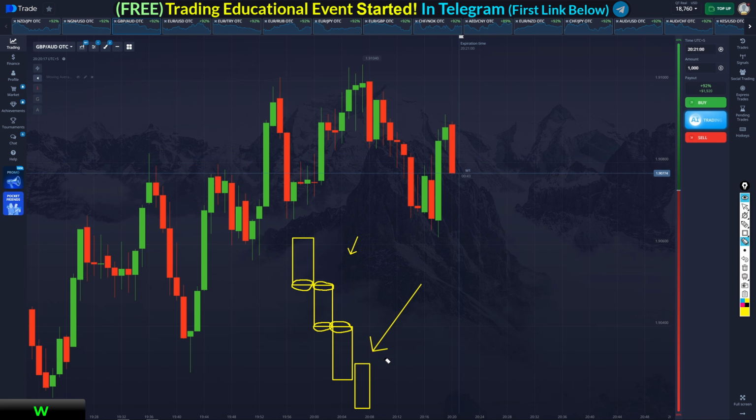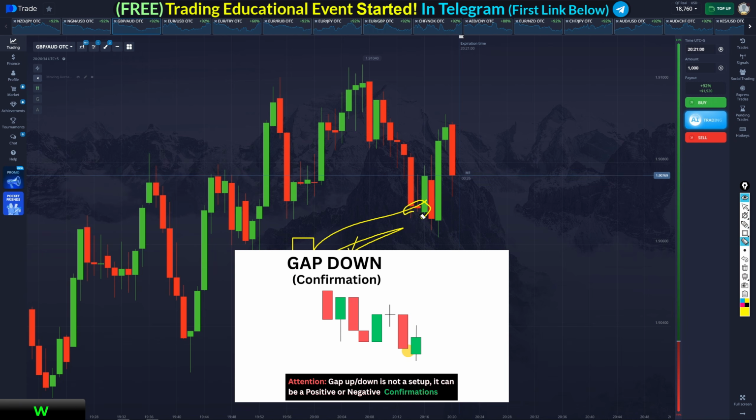So this is a gap up in the favor of sellers. A gap up is always in the favor of sellers. For example, if we had a buy setup here, we would avoid it because this is a gap up. Now, instead of a gap up, if it jumps down and starts from down here, it's called a gap down. And a gap down is a confirmation for buyers. So here we have a gap down in the favor of buyers.